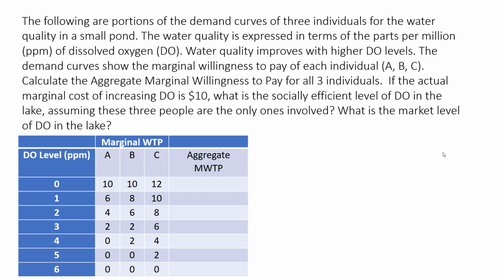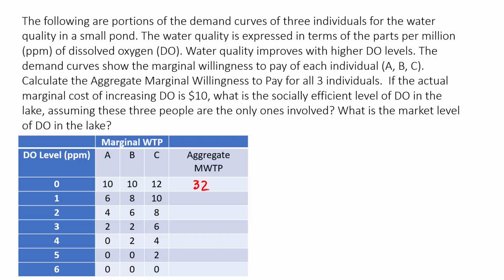So first things first, if you're calculating the aggregate marginal willingness to pay, then you just add up the marginal willingness to pay for all three individuals, right? So in this first case, the marginal willingness to pay is 10 plus 10 plus 12, which is 32. That's how much the three together value having this much dissolved oxygen in the lake.